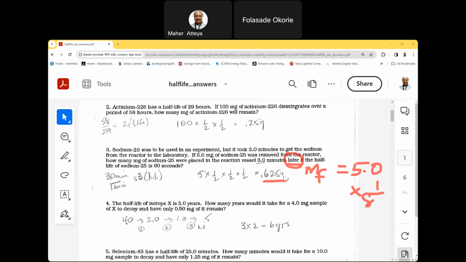Correct, but that 6 is not correct. 0.63 grams. Did you get 0.63 grams? Yes, I sent it. 0.63. Yes, that's correct. That's what I got. Okay, so do you need another one?